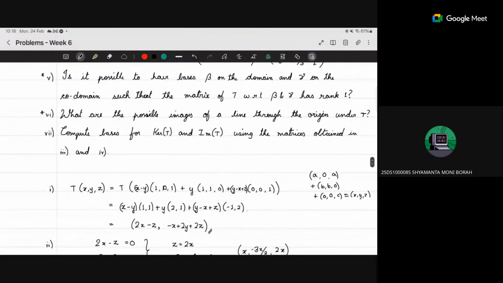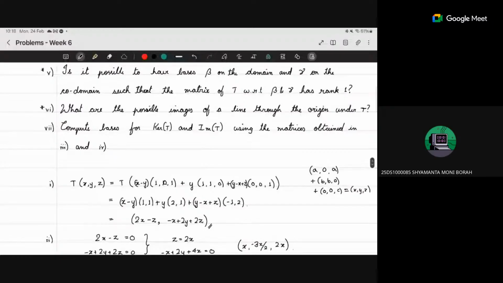But this is something that you will see in slightly different language in week 7, like similar matrices, equivalent matrices. And the sixth part is also a slightly higher level thing. What are the possible images of a line through the origin under T? The line through the origin is a one-dimensional subspace of the domain. So under linear transformations, what do you think happens to subspaces?